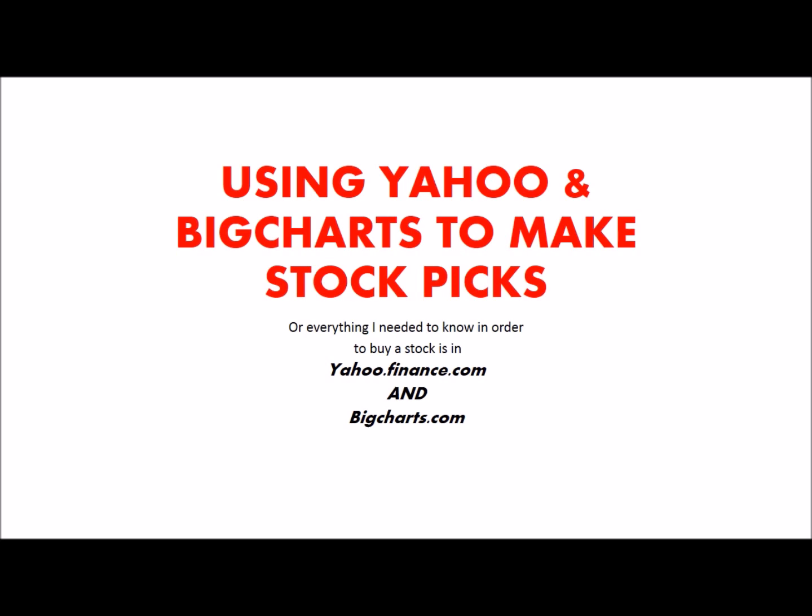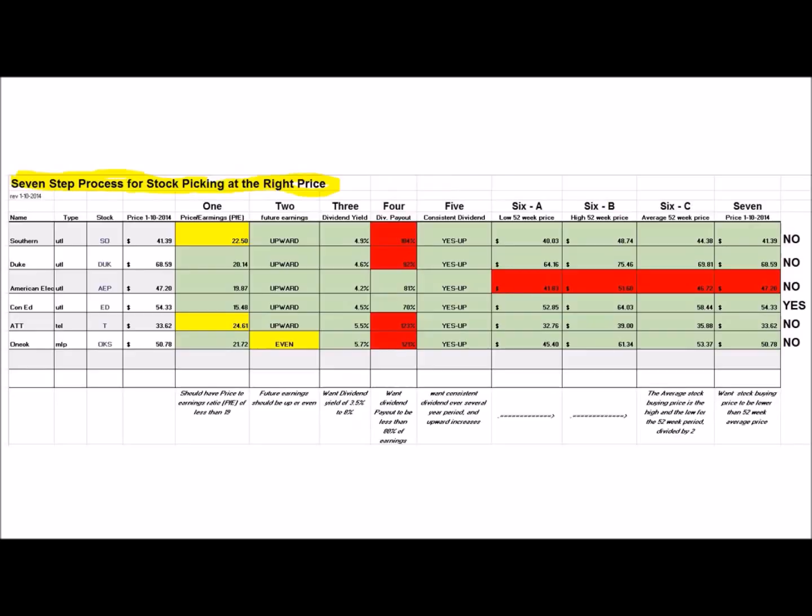I'm going to show you the way I've kind of set things up. This is what's called a 7-step process for stock picking at the right price, and we're looking at a form here that I put together. On the left you see the name of the stock, and we're going to concentrate on Consolidated Ed, which is about halfway down the form. We're going to be talking about the name, the type of stock it is, the stock symbol, the price on 1/10 of 2014 when this was initially created as our example.